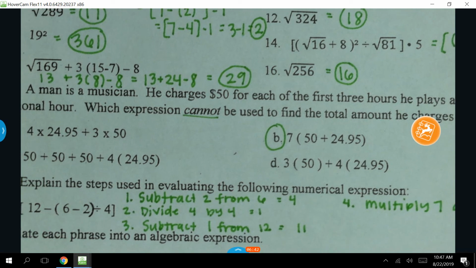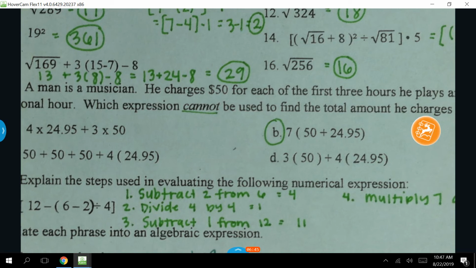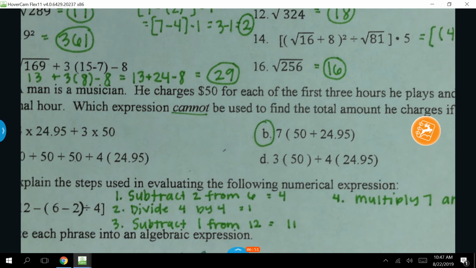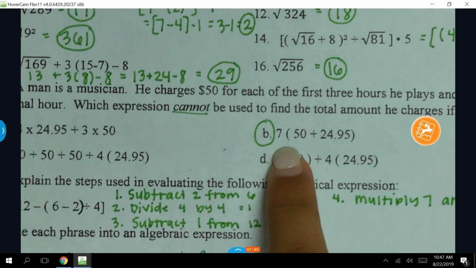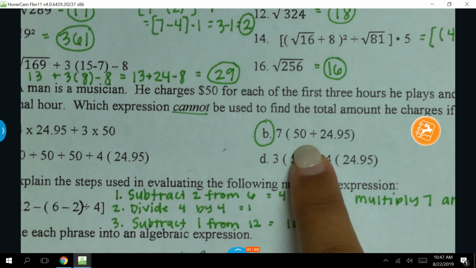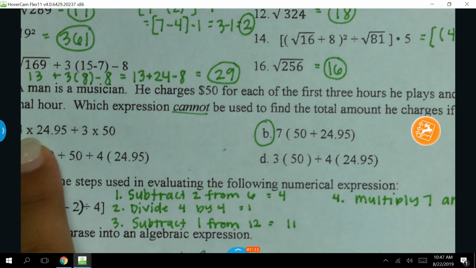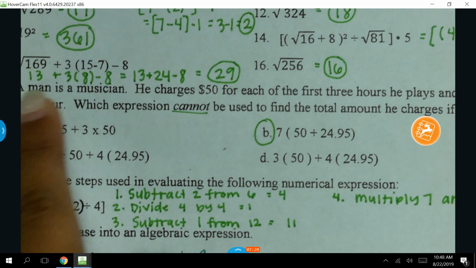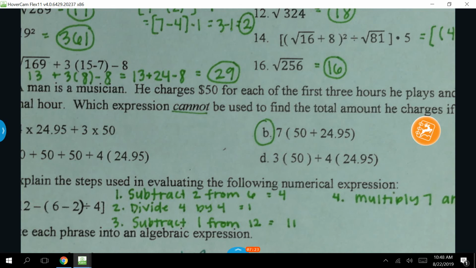All right, number 17, you are choosing the expression that will not work. So he's charging $50 for the first 3 hours, and then he's charging $24.95 for each additional hour. So if he's $50 for the first 3 hours, he's playing total 7 hours, so 4 hours he's charging $24.95. So B would not work. 7 times 50 plus $24.95 would not be the correct price. But A, C, and D would all work because you've got 4 hours at that price plus 3 hours at your $50. Or down here, you're adding the 53 times and so forth. Did we all get that one?